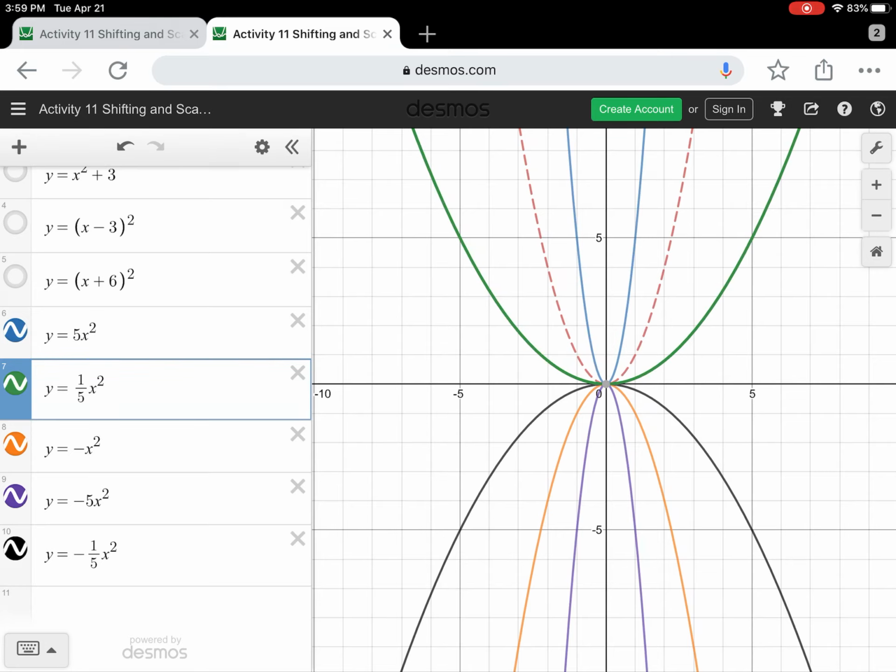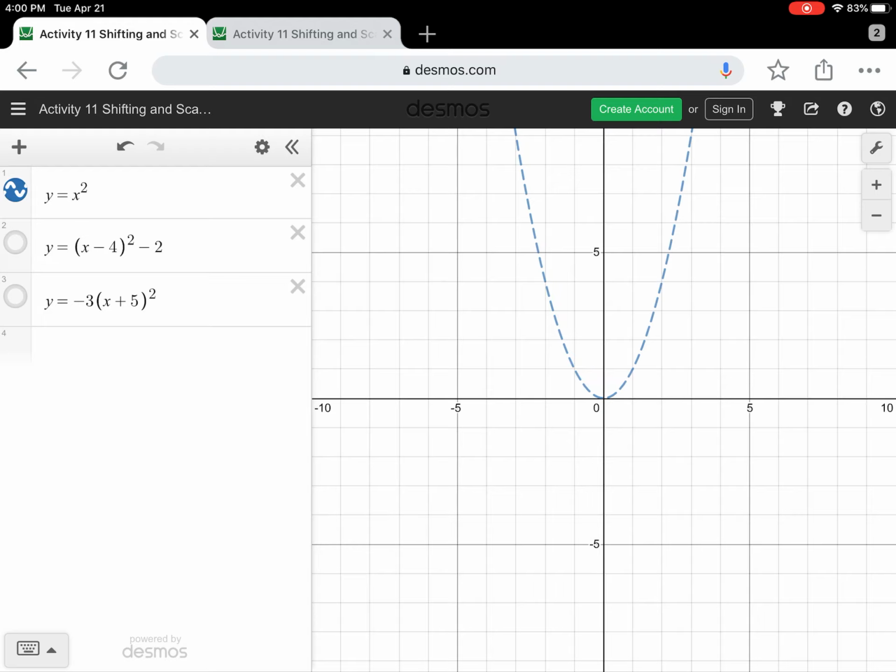So let me compare all of those. Notice they look the exact same, but now instead of being above the x-axis, it's going to be below it because you're reflecting those across the x-axis. All right, I'm going to put this graph in the description if you want to use it as some notes.